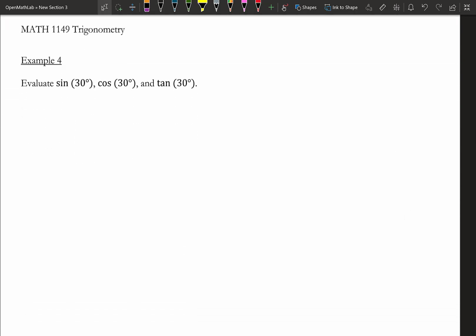For the next example, we're trying to find sine, cosine, and tangent of 30 degrees. Again, we want to draw a special right triangle. This time we need the 30, 60, 90 triangle. Remember, 2 is the hypotenuse, just like the 45, 45, 90. Then we have 1 and radical 3 left to place. Radical 3 goes across from the 60 degrees because it's bigger than 1, and 1's going to go across from 30. So we're focusing in on the 30 degrees here.